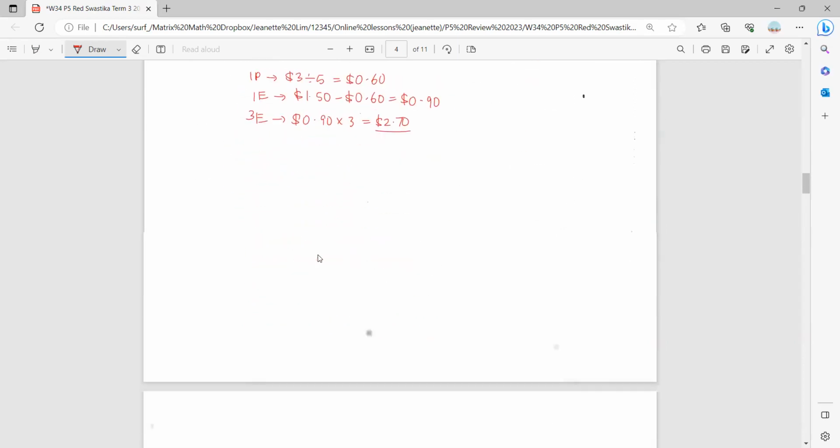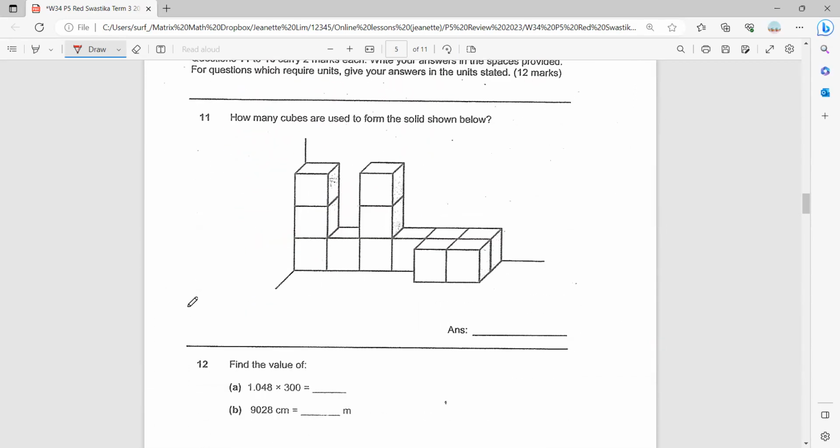Okay, question 11. How many cubes are used to form the solid below? To count the cubes, I count from the tallest column first. So 3, 3. Then the rest are all ones: 1, 1, 1, 1, 1, 1. So 3 times 2, then 1 times 6, so the total is 12.